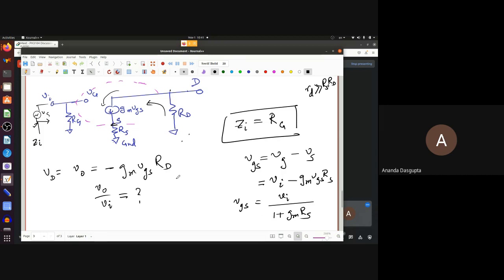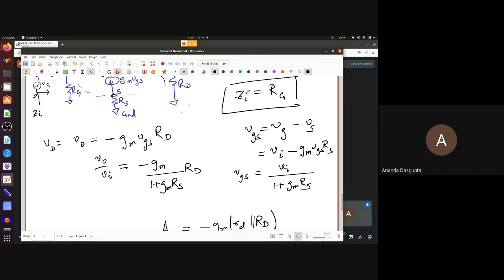Okay? And so VO by VI, that's pretty easy to figure out. You just plug in the VGS value here and then divide by VI. You get minus GM over 1 plus GMRS times RD. Again, the minus sign signifies the fact that the two are out of phase. This, of course, is an approximation because you have ignored small rd, but it's a very decent approximation usually.